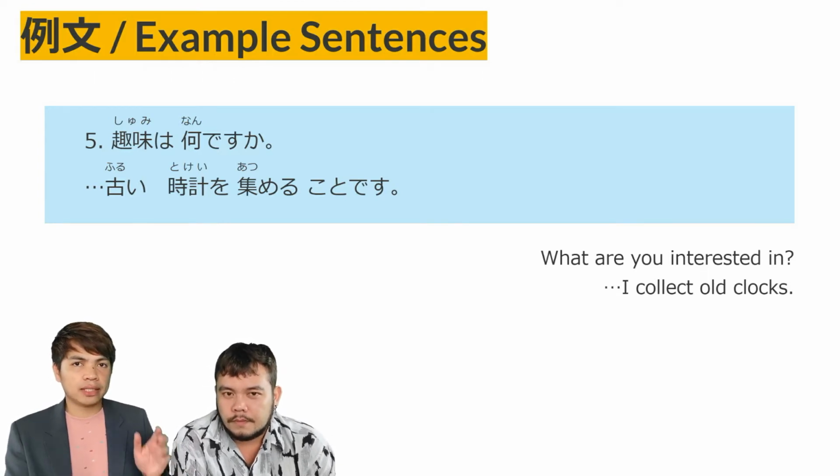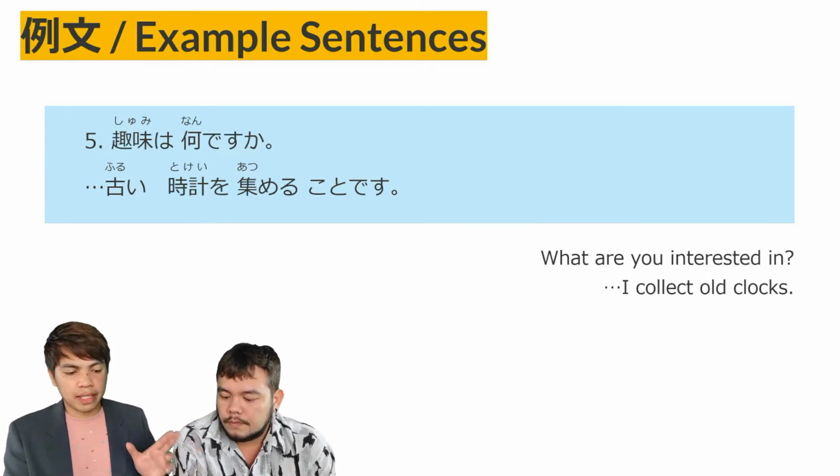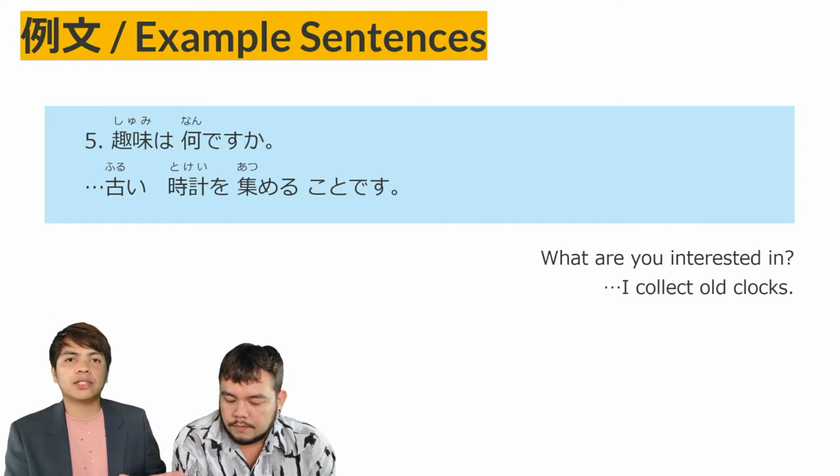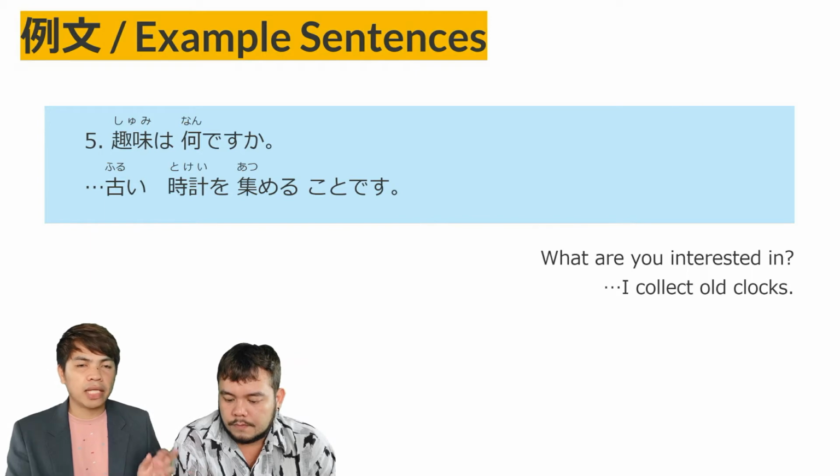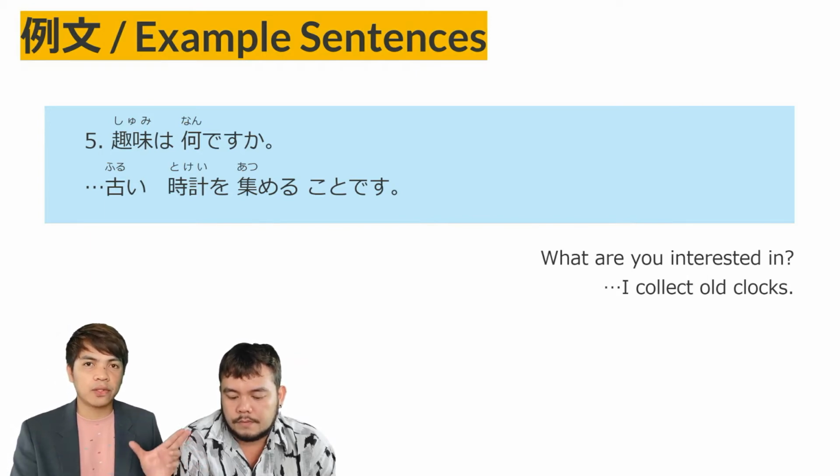So the question was nan desu ka? The interrogative is nan desu ka? So the answer should be noun desu. So atsumeru plus koto, it will become a noun. So noun desu, atsumeru koto desu.